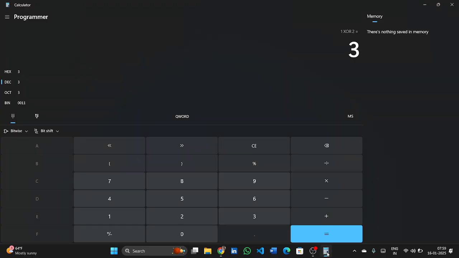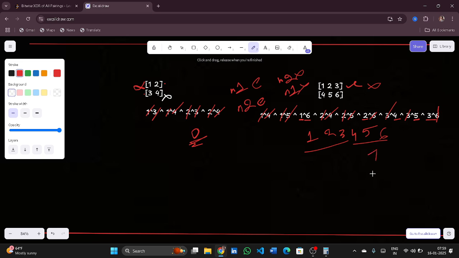Let me see what will be the answer. 1 XOR 2 will be 3. Now 3 XOR 3 will be 0, right? And then XOR 4 will be 0 XOR 4, which is 4 itself, and 4 XOR 5 will be 1, I think, yes. And then XOR with 6. Let me see what happens. 7, right? So 7 is the answer for this.